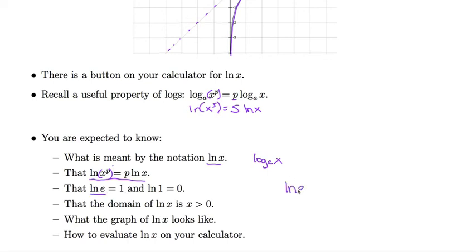Let's figure out what ln e is. Ln e is log base e of e. So that's what exponent of e equals e, and the answer is 1. So ln e equals 1.